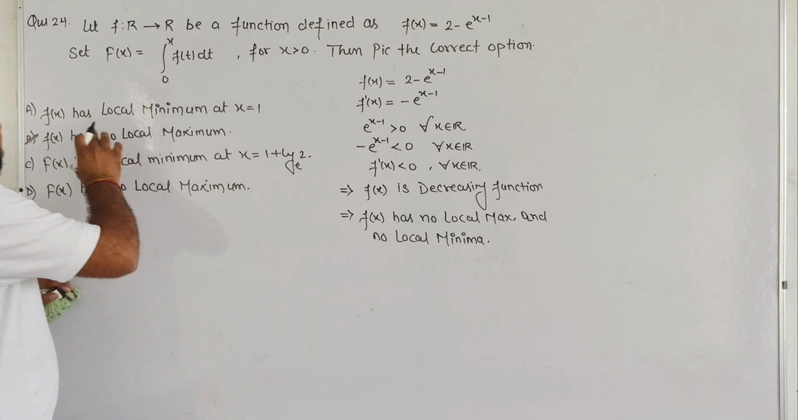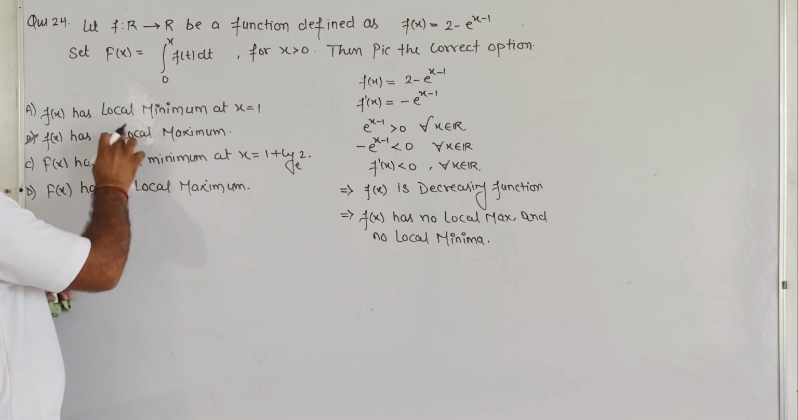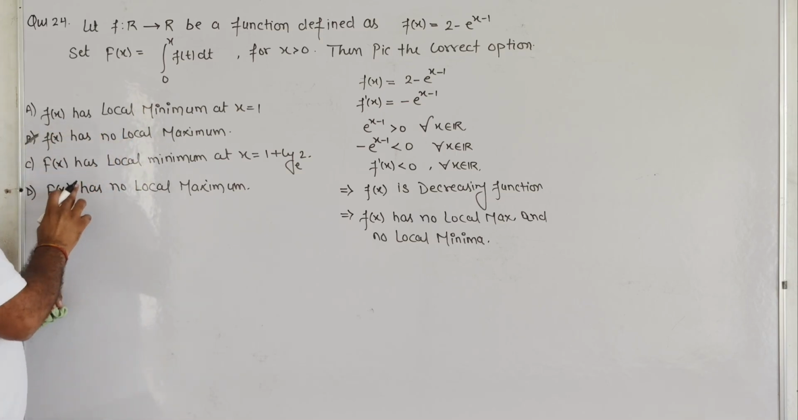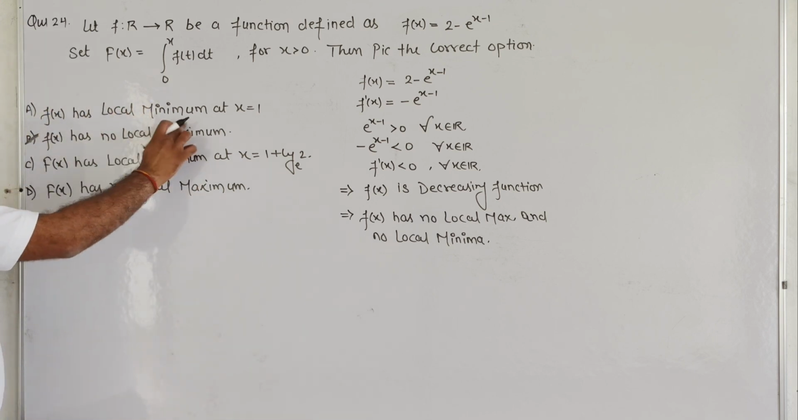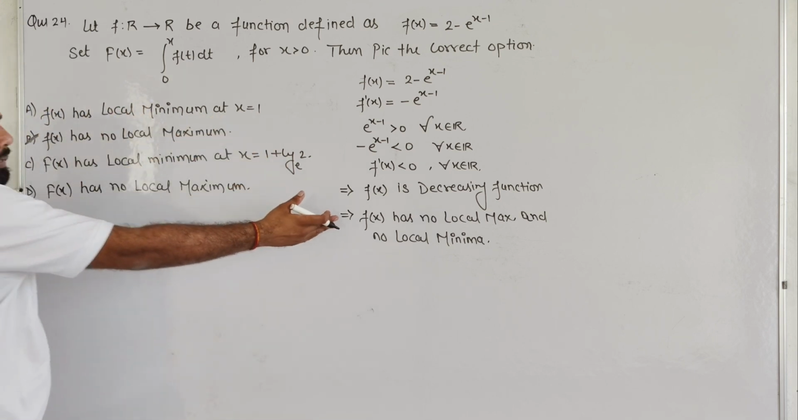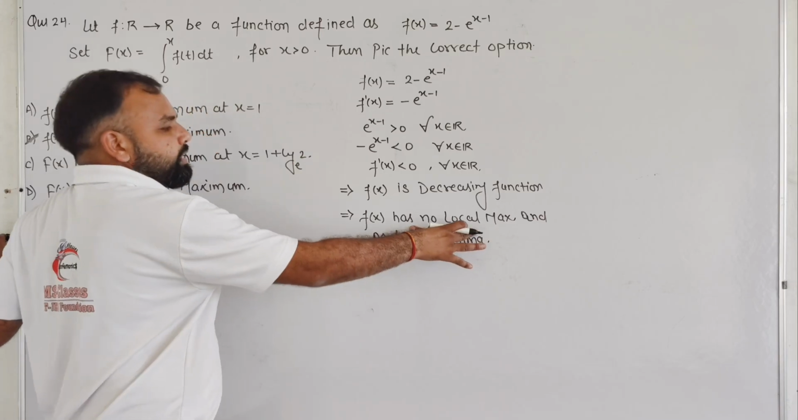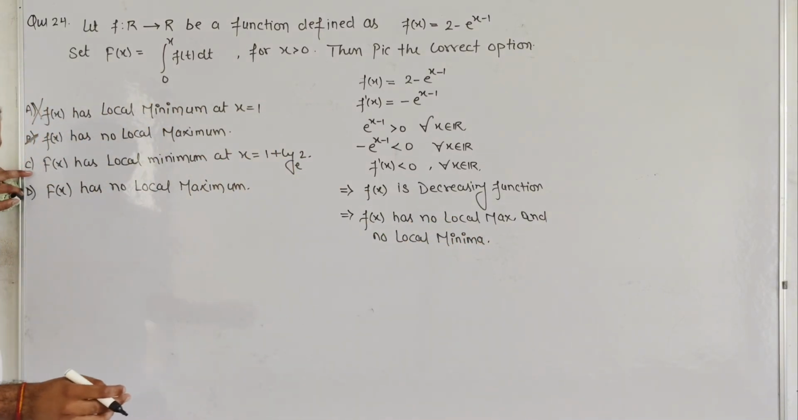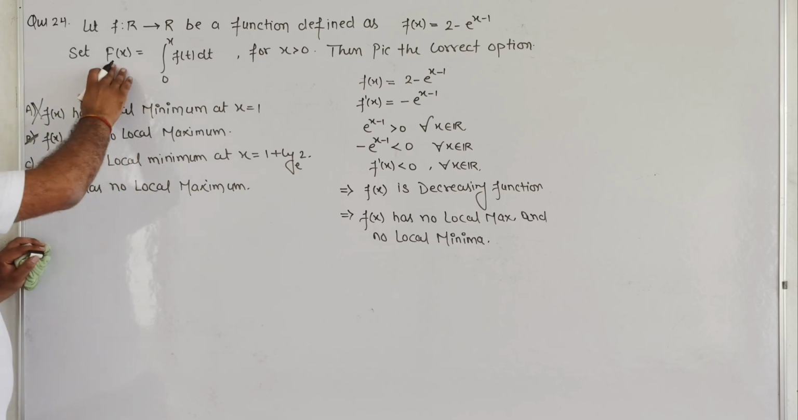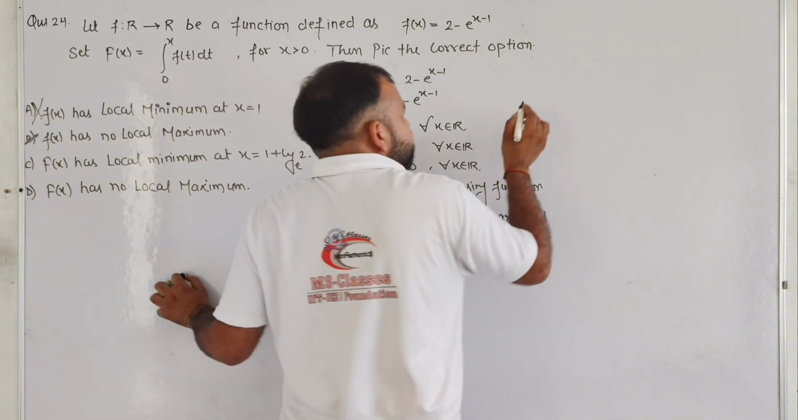But I am going to explain all these options A, C and D. Why are A, C and D incorrect? Option A is incorrect: f of x has a local minima, but this statement says that f of x has no local maxima or no local minima. Option A is incorrect. And options C and D are both related to the capital F of x function.